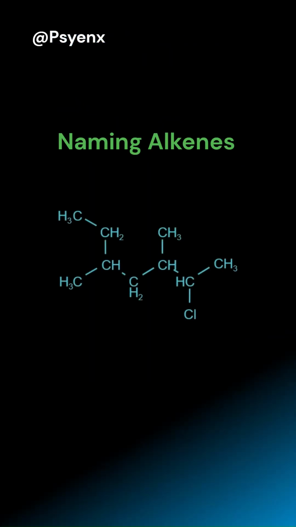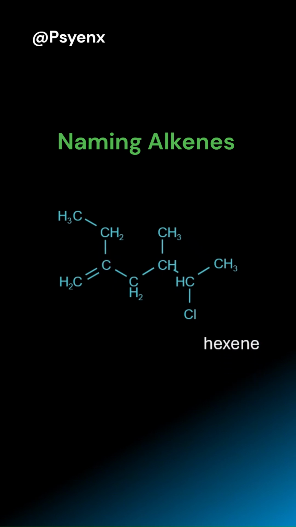Naming alkenes, double bonds. Now let's spice things up. What happens if we introduce a double bond? The moment a double or triple bond enters the picture, the rules change slightly because functional groups take priority. In this alkene structure, the longest chain, the parent, containing both carbons of the double bond is 6 carbons long, not 7. It's a hexene.